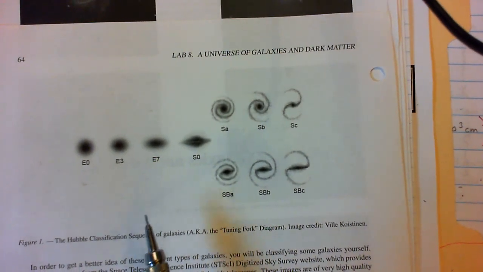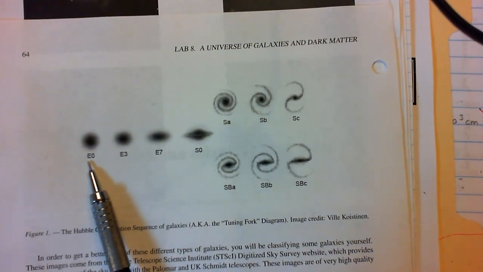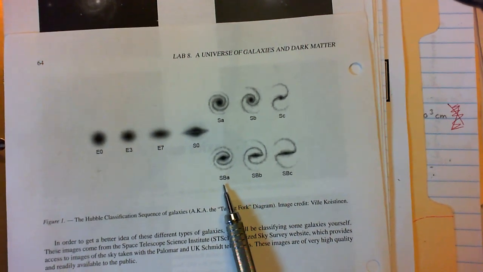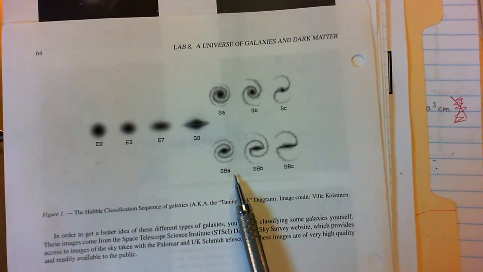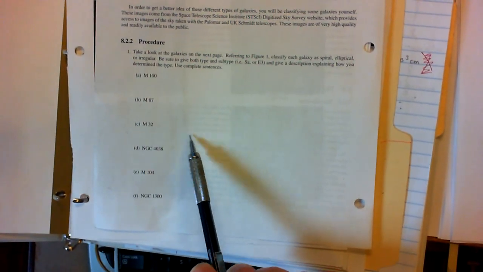Galaxies are classified according to whether they are ellipticals, indicated by letter E, or spirals, indicated by letter S, or barred spirals, indicated by SB. And they're asking you to simply look at the 6 galaxies and classify them. Write down your classifications here.